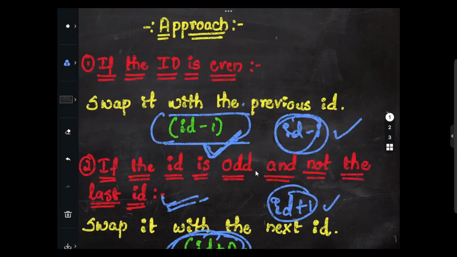These are the 4 steps, this is the approach that we'll be going with. First, if the ID is even, we saw this one, ID minus 1. If the ID is odd and not the last ID, then we will be swapping with the next ID, ID plus 1.